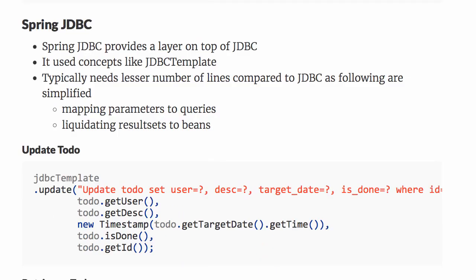So what did Spring JDBC do? Simply provide a simple layer on top of JDBC so that I can easily map parameters to queries and easily take the results from the result sets and map it to Java objects or beans.